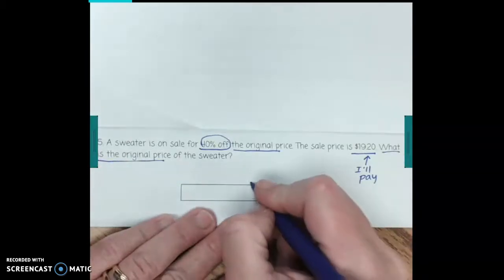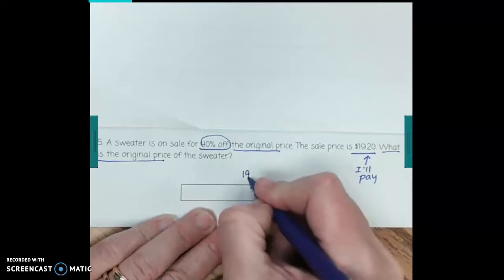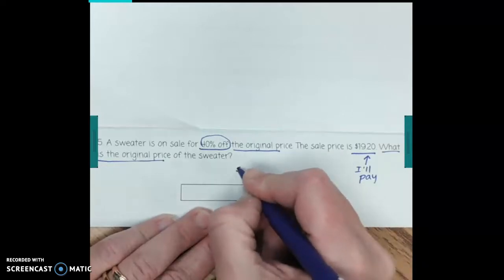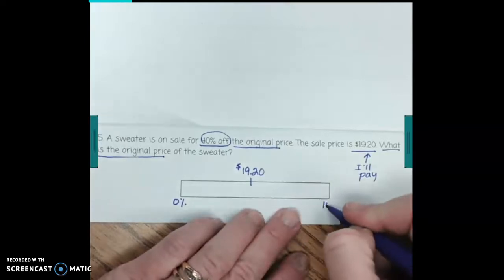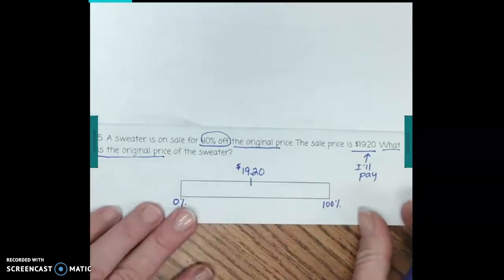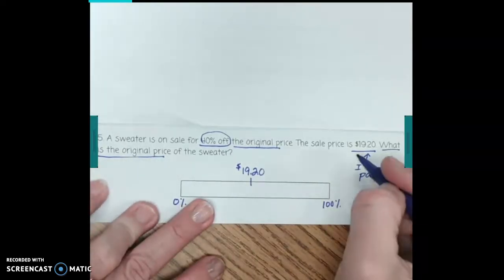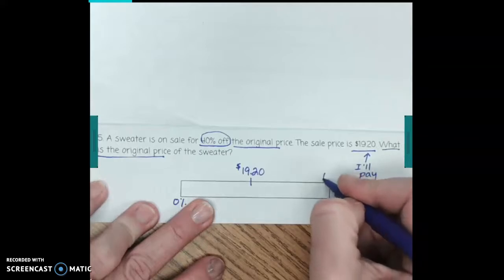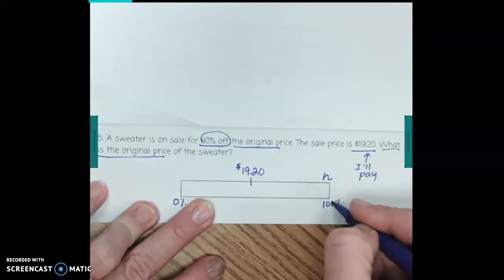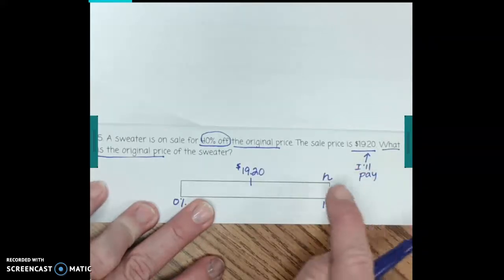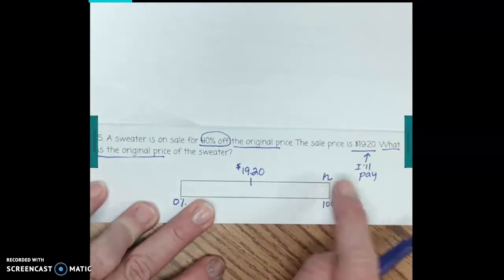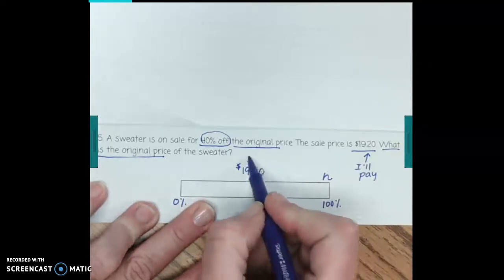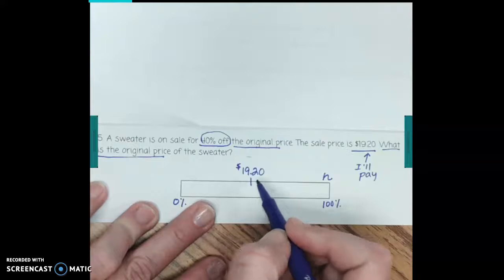So what I know for sure is that the sale price is $19.20. I know this end is 0%. I know this end is 100%. I'm trying to find out the full and total price for the sweater originally before the discount. That's the answer that I'm seeking. Now, this is what I'll pay for it.